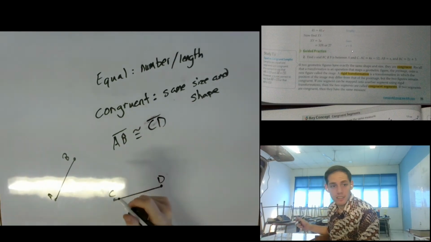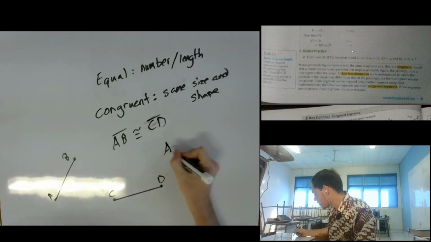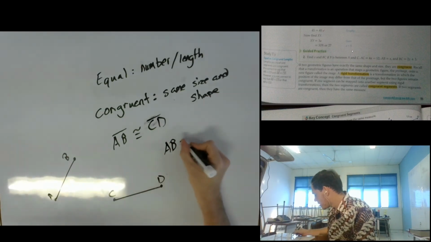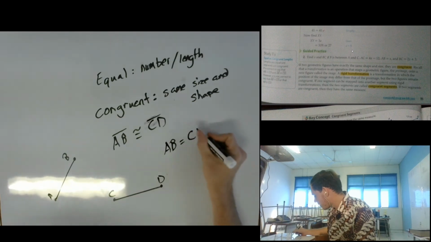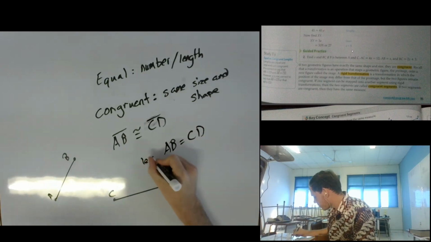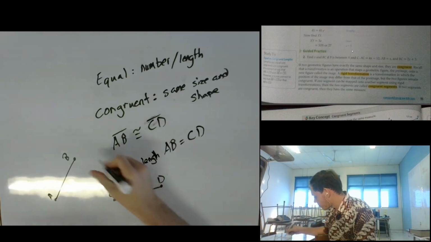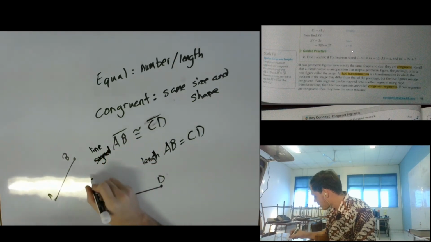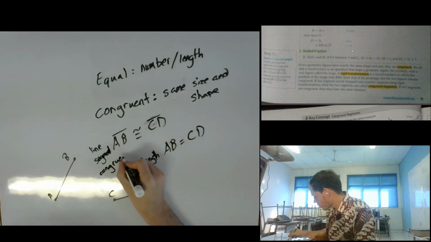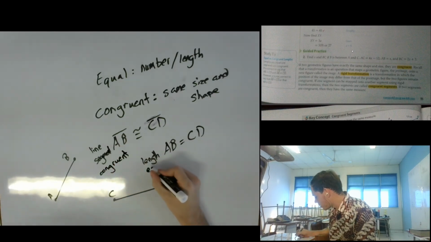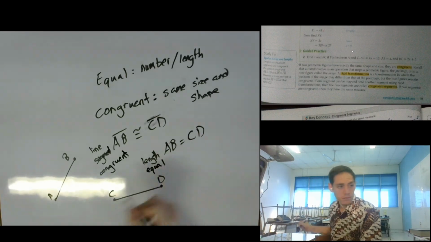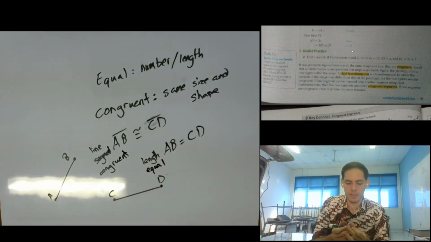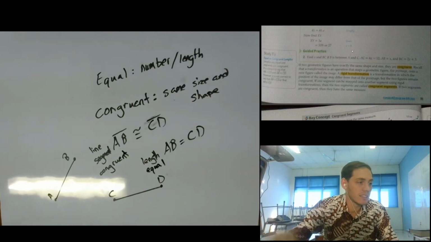Now, if you want to say lengths are equal, this is equal. This is length. This is line segment, slash congruent. And this is equal. Make sure you know the difference. We're going to move on to the next example.